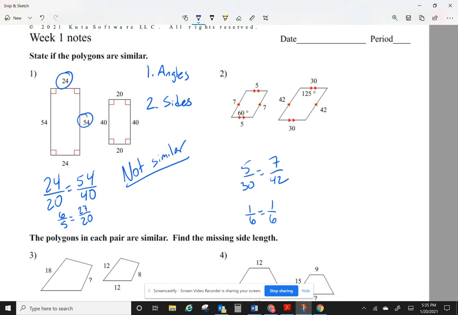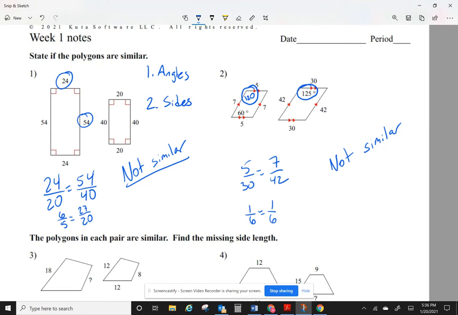Now, let me check the angles. On the small figure, I know in a parallelogram, two angles that are next to each other should add up to 180. So I see the bottom corner is 60, so this other corner should be 120, because once again, two angles next to each other should add up to 180. Now let me compare this angle with this angle. Oh, the angles are not the same. Therefore, not similar again. Remember, it has to meet both criteria. The angles must be equal and the sides must be proportional.